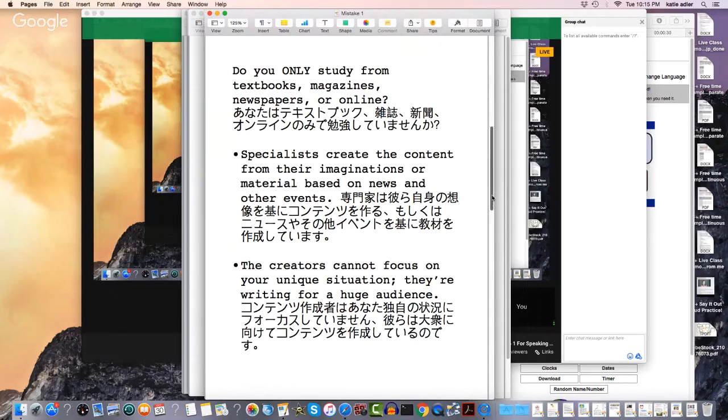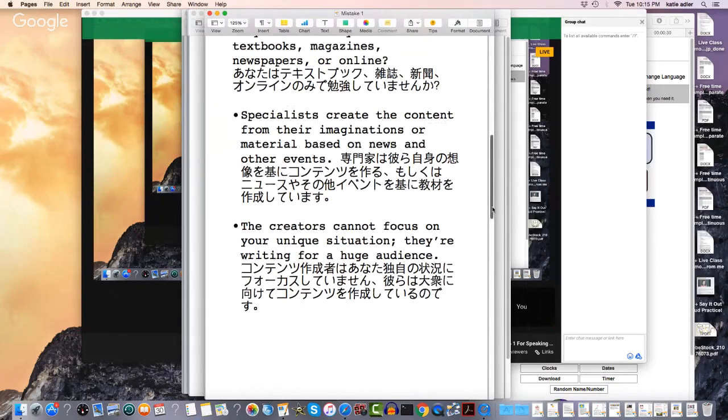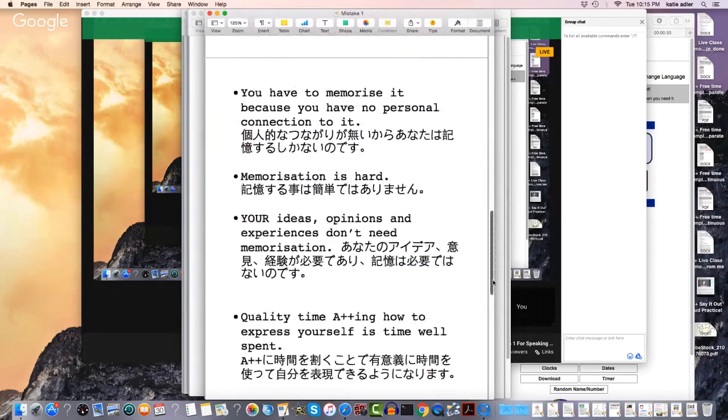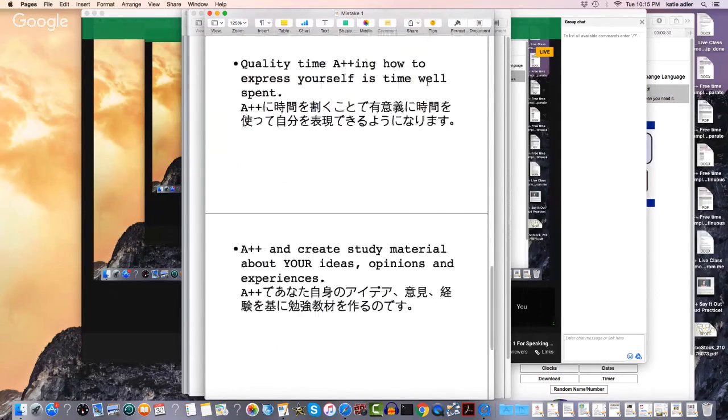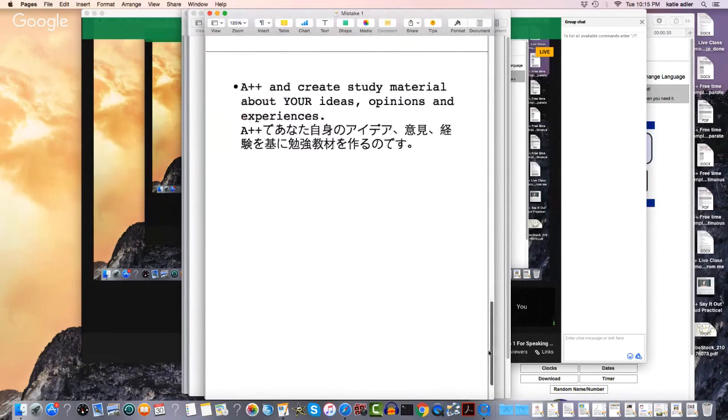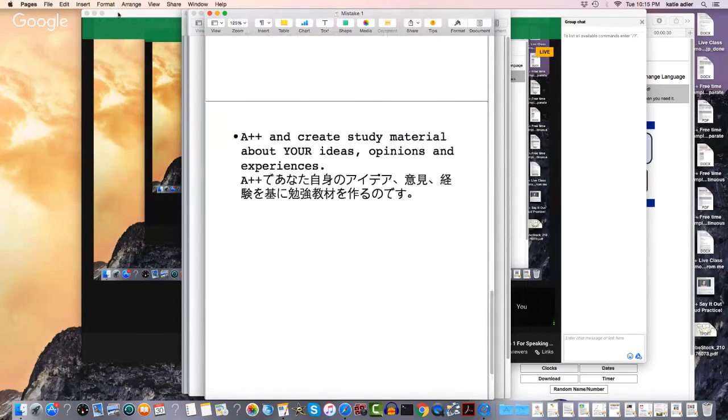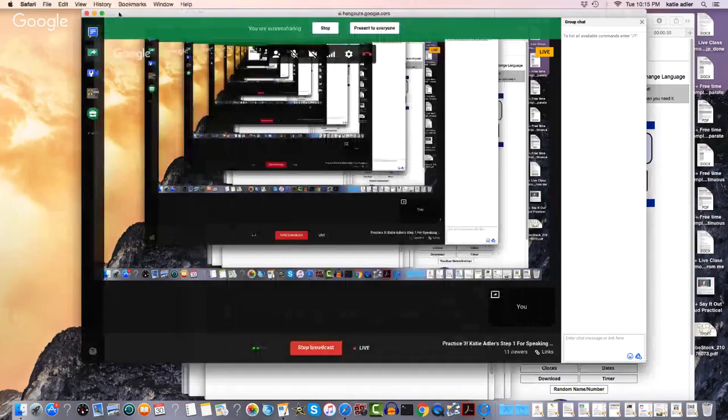You need to prepare your material. You have to memorize it because you have no connection to it. Memorization is hard. Your ideas, your opinions, and your experiences don't need memorization. Quality time answer plus plusing how to express yourself is time well spent. Answer plus plus and create study material about your ideas, your opinions, and your experiences. That is crucial. That is a key point. There's my timer.